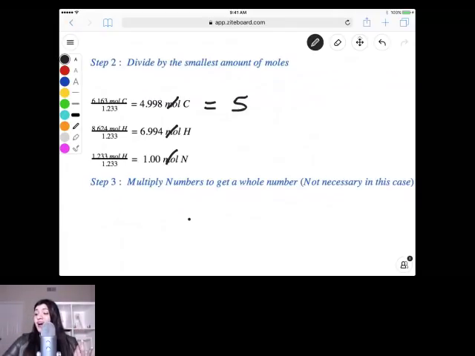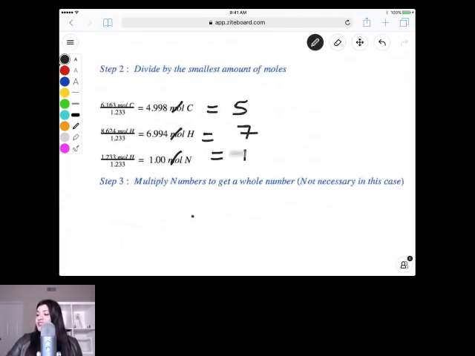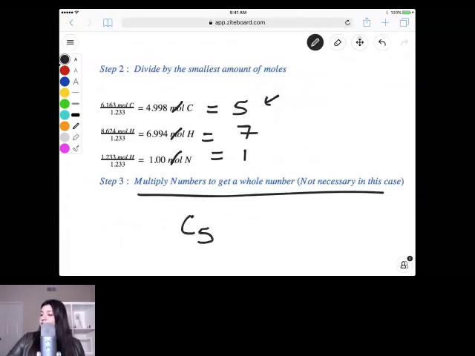This would have been 5. Then hydrogen would have been 7. Nitrogen would have been 1. So as mentioned, since there is nothing to multiply, we can just go straight into our empirical formula. So in our case, we said that carbon has 5, and hydrogen has 7, and nitrogen only has 1. This is our empirical formula. Okay, so that was our empirical formula.